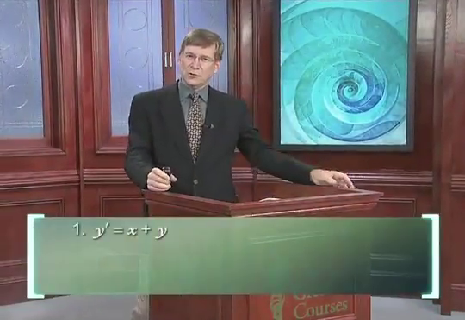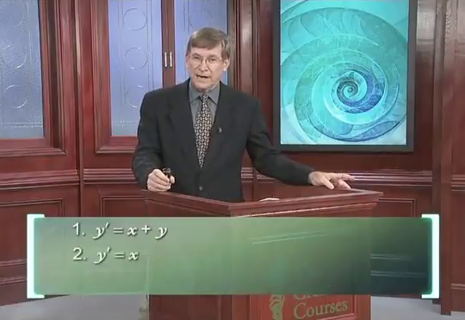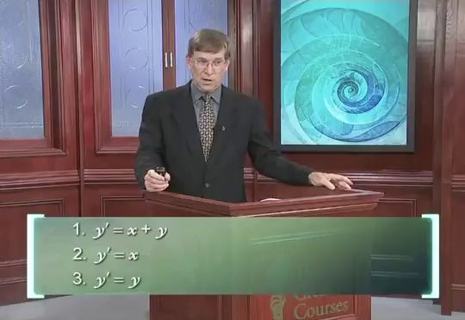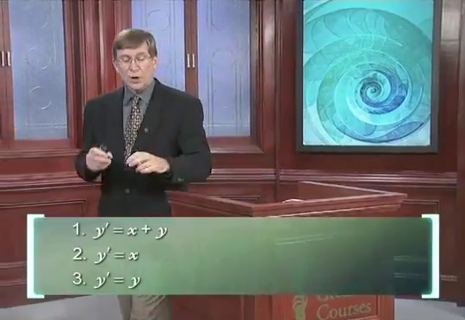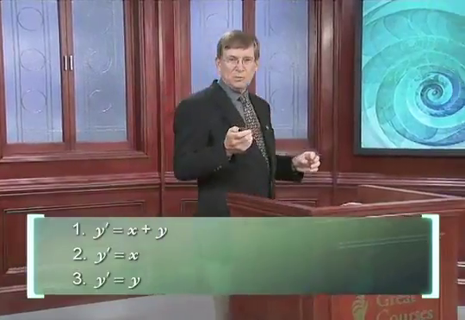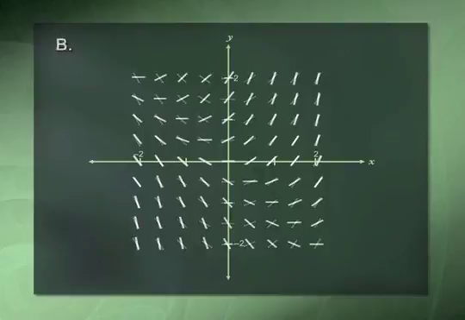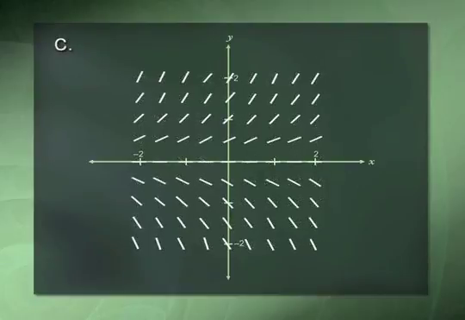So the differential equations are y prime equals x plus y, y prime equals x, and y prime equals y. 3 differential equations. We do not know their solutions, do we? But we'll still be able to figure out what their slope fields look like. Here are the 3 slope fields: slope field A, slope field B, and slope field C. All right, I'm going to look at these a little bit closer.